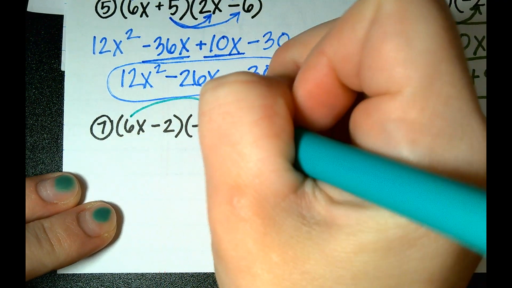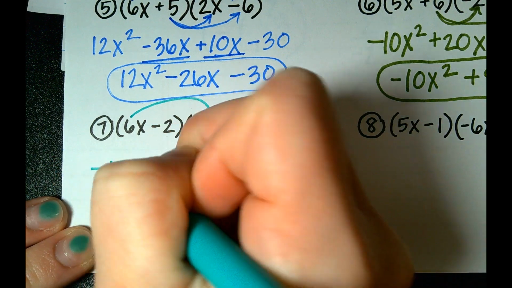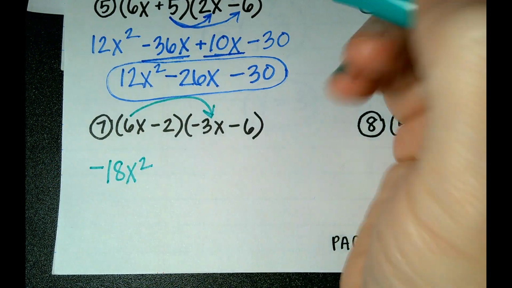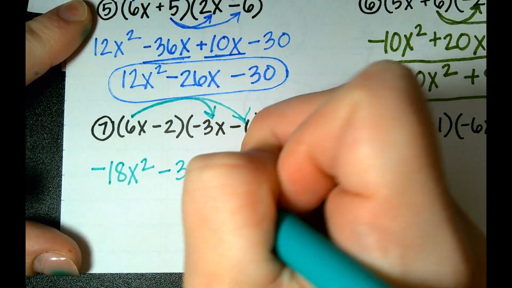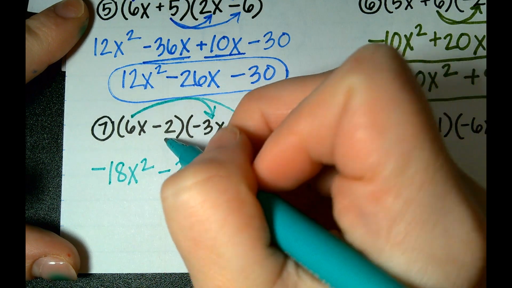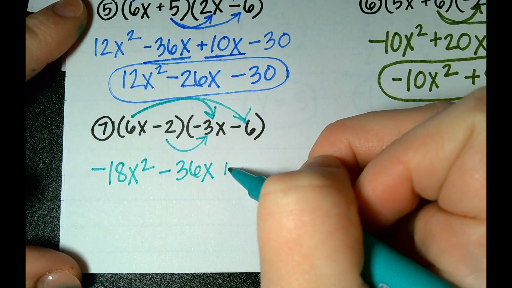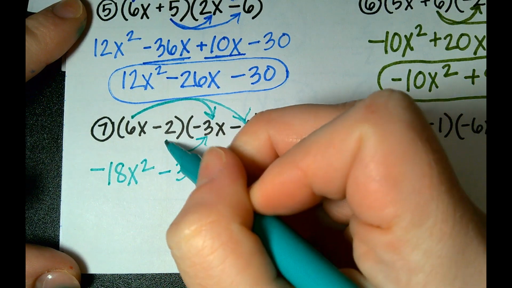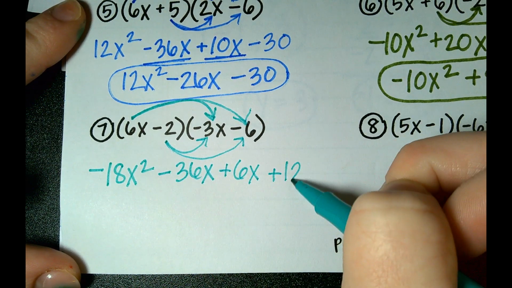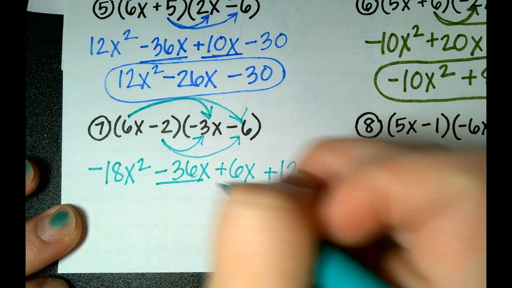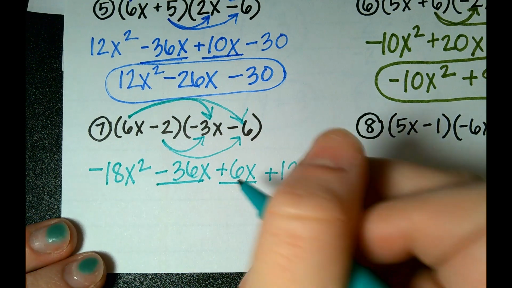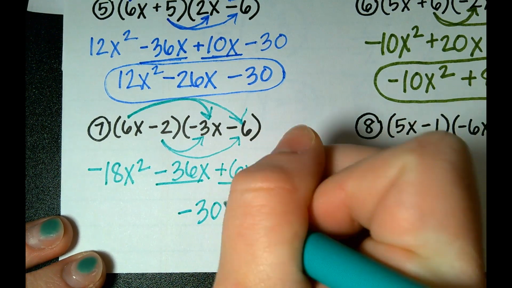6x times negative 3x gives us negative 18x squared. Perfect. Then what do I do? Negative 36x. Perfect. Positive 6x. Yes. Okay, so we've got negative 18x squared minus 36x plus 6x plus 12. Yes, negative 36x plus positive 6x gives us negative 30x.